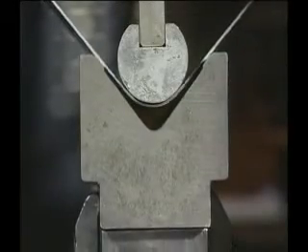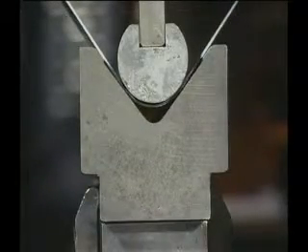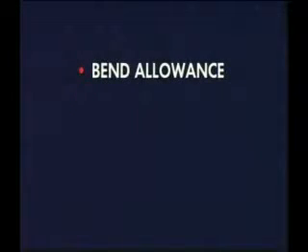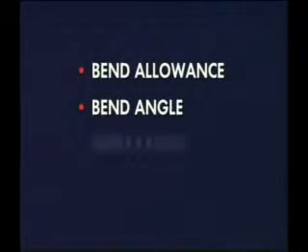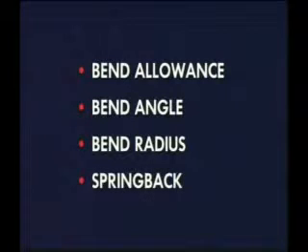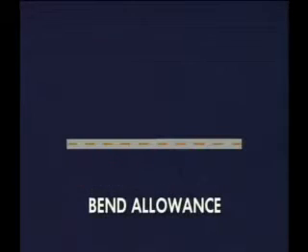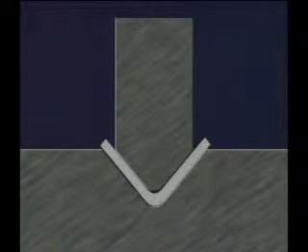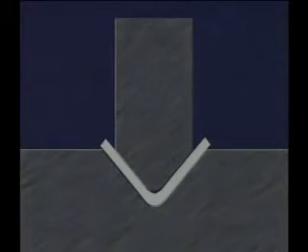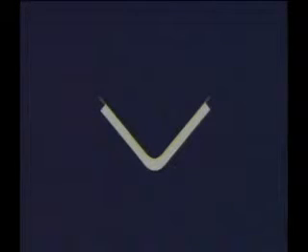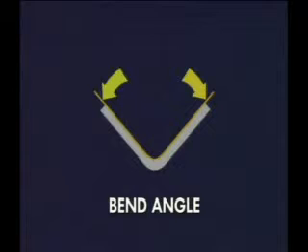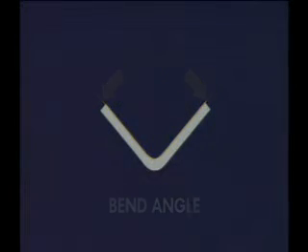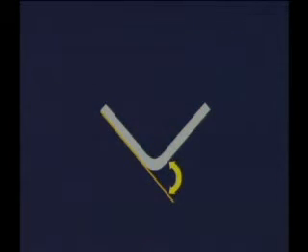The principal terms used to describe bending on press brakes are bend allowance, bend angle, bend radius, and spring back. Bend allowance is the pre-bent length of material that must be included in a blank to allow for any deformation that occurs due to the bending operation. The bend angle is usually the included angle of the bent workpiece. It can also refer to the supplementary angle formed by the two bent tangent lines.